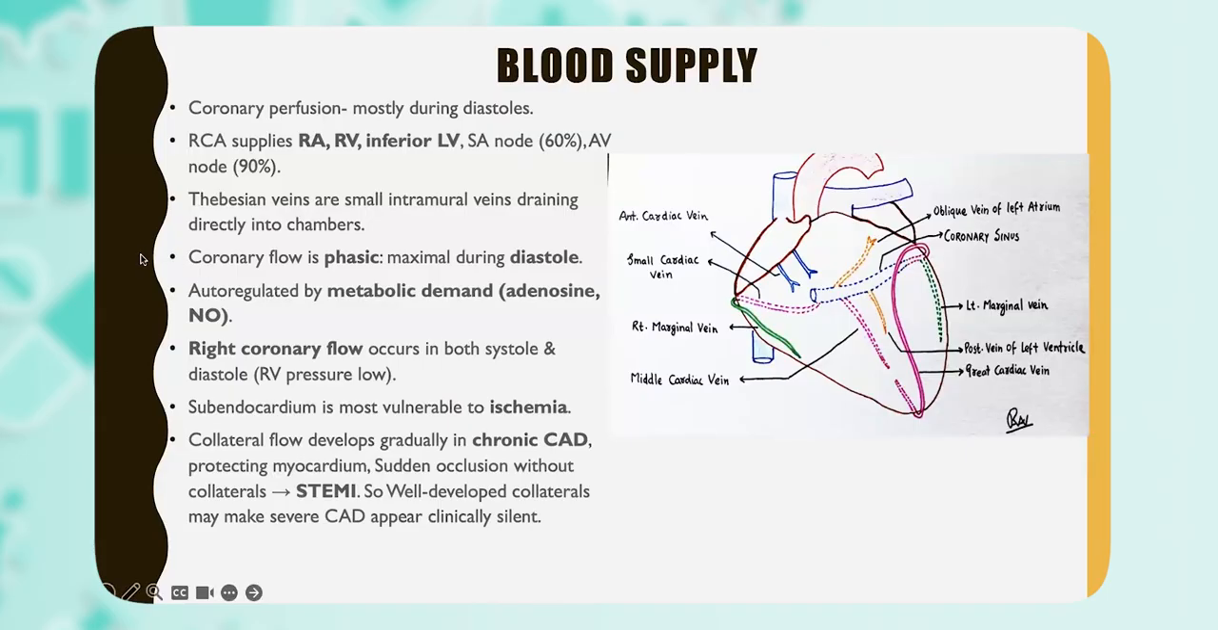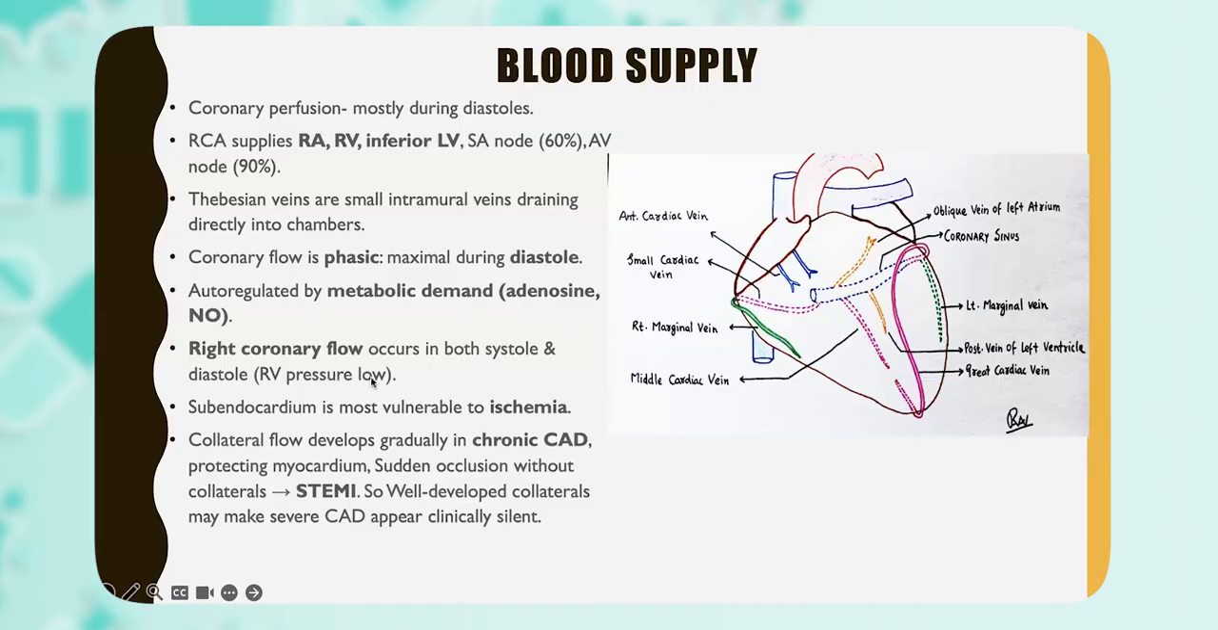Coronary flow is phasic, maximal during diastole, autoregulated by metabolic demand, that is adenosine, nitric oxide. The coronary flow is not like flow of any other arteries, since the heart has to be kept beating all the time. So whenever there is a decrease in flow, there will be local secretion of adenosine or NO, and we will get temporary localized dilatation, which will increase the blood flow in those areas.